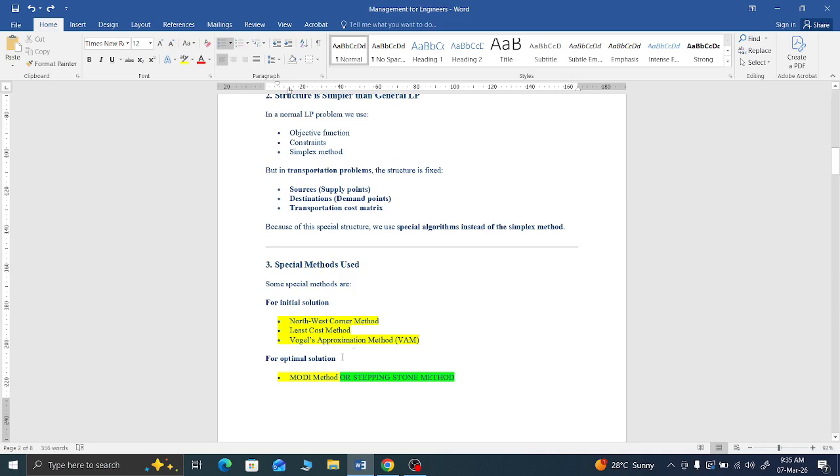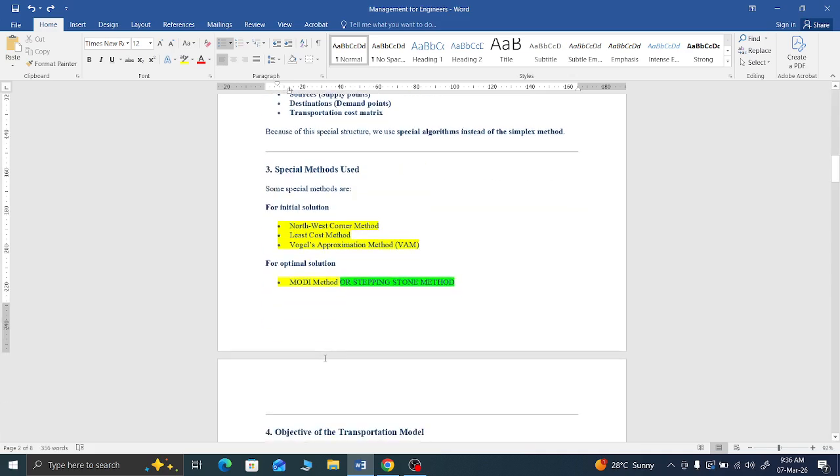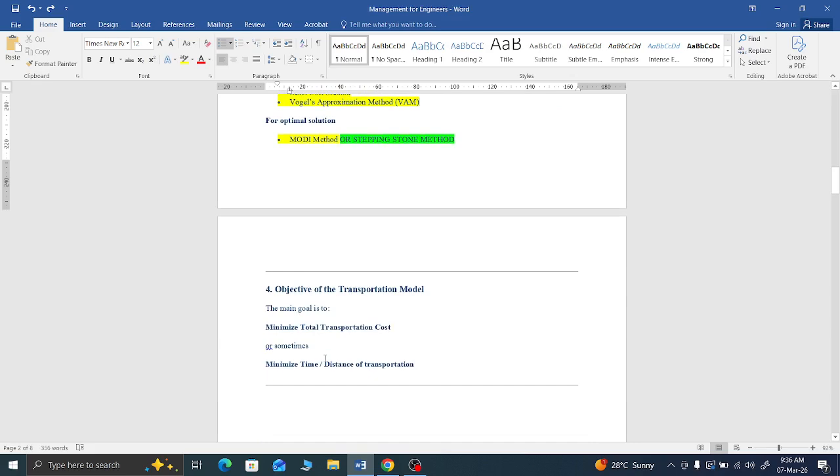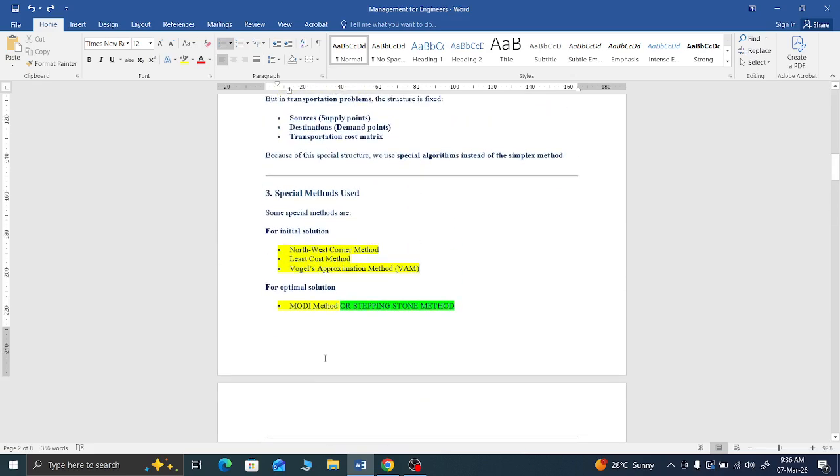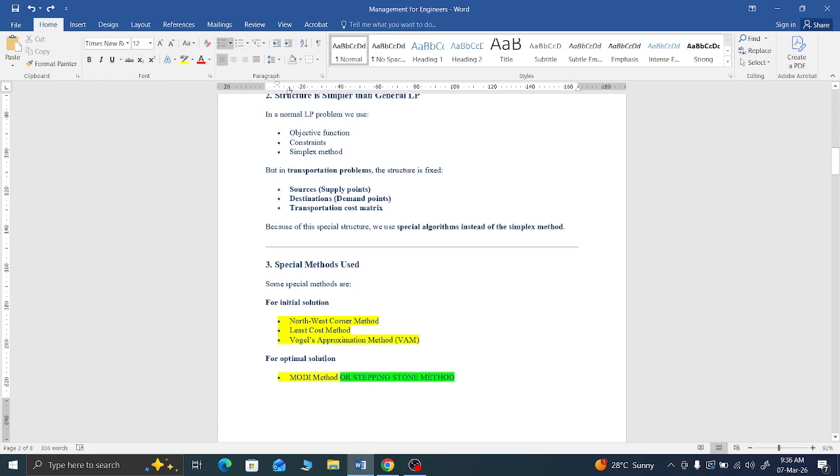Or, to make it optimum, we check the optimal solution. To get the optimal solution there are two ways: the Modi method and the stepping stone method, right? So I will show the Modi method to find the optimum solution. So let's see this question, right?